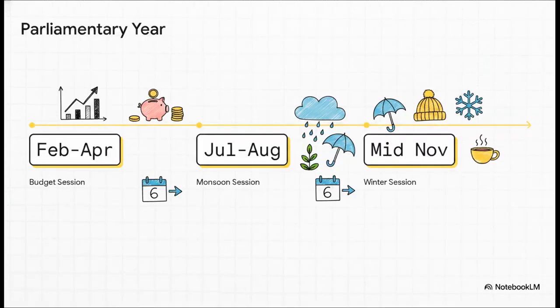And when do they actually meet? The parliamentary year is mapped out chronologically into 3 convention-based sessions. First up is a super crucial budget session from February to April. Next, we have the monsoon session from July to August. And finally, the winter session, which runs from mid-November to mid-December. Now, while the Constitution doesn't actually mandate these exact names, Article 85 does explicitly rule that the gap between 2 sessions of Parliament absolutely cannot exceed 6 months.